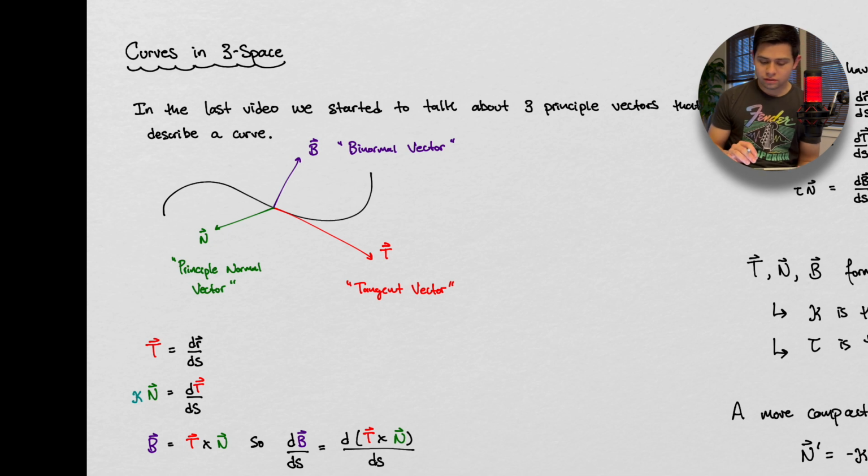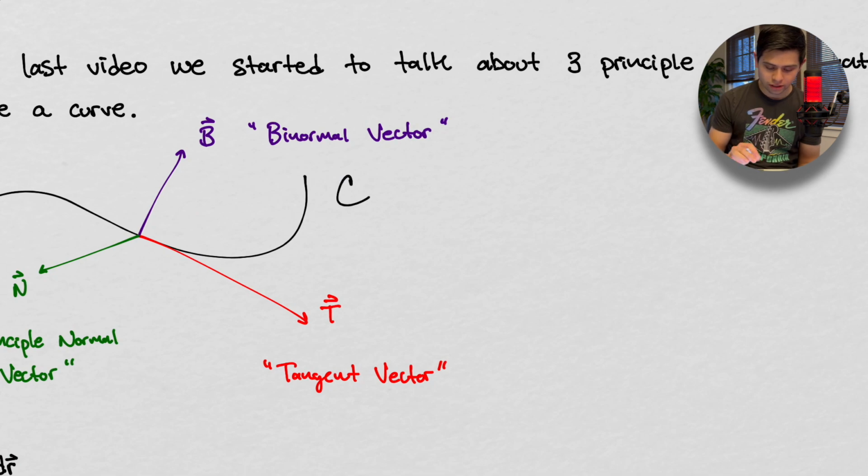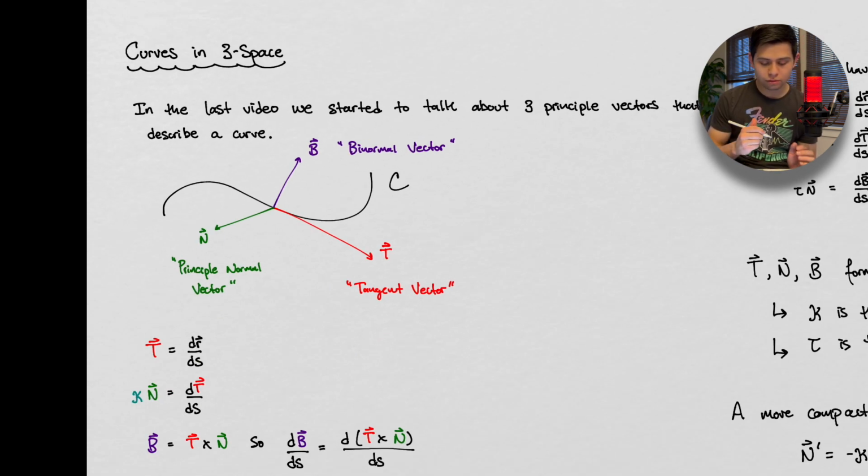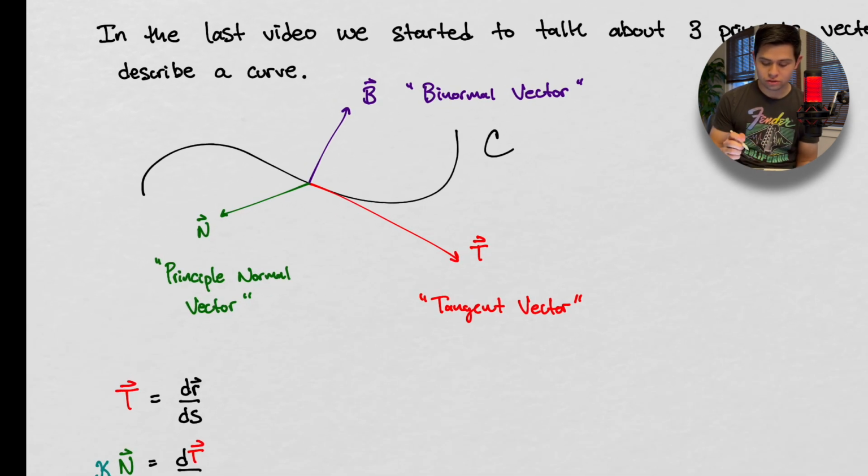Alright, so in the last video we started talking about these three principal vectors that describe a curve. So we have some curve here, we can call the curve C. The curve C has three principal vectors associated with it at every point along the curve. One is the tangent vector. If C describes the position of some particle in space, then the derivative of the position of the particle is going to be a velocity. And that derivative is represented by the tangent vector.